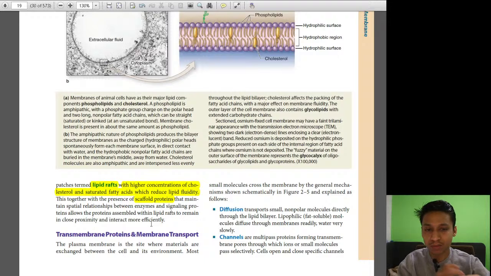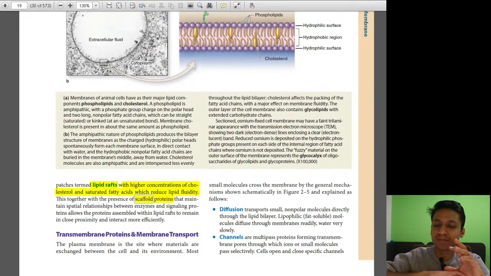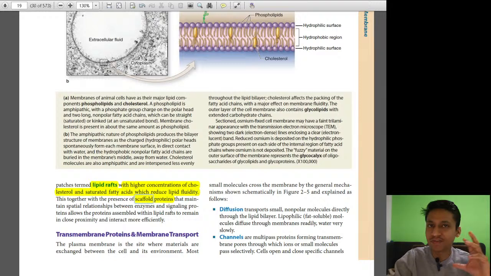So we talked about these proteins that are involved with enzymes. They are called scaffold proteins. We need to remember what scaffold proteins are. They are proteins involved with the enzyme complexes, creating a lipid raft around them, where we have a high concentration of cholesterol and fatty acids. These reduce the lipid fluidity in the plasma membrane. Okay, let's now check transmembrane proteins and membrane transport, and how proteins facilitate transport across the membrane.